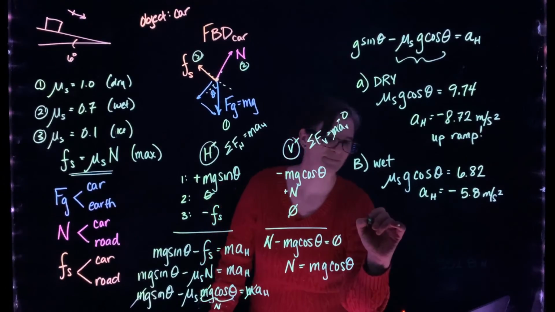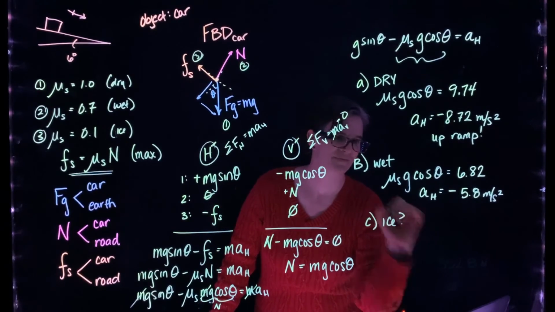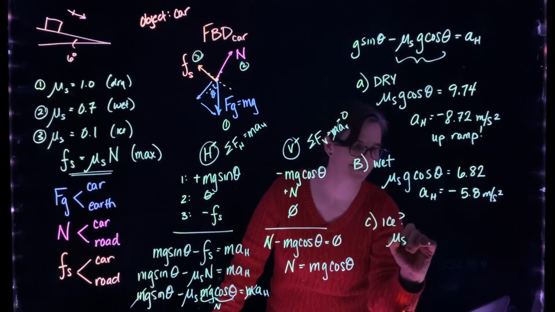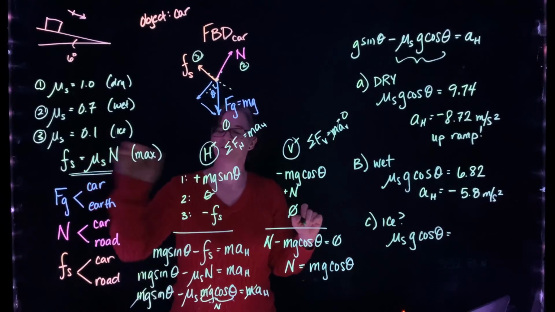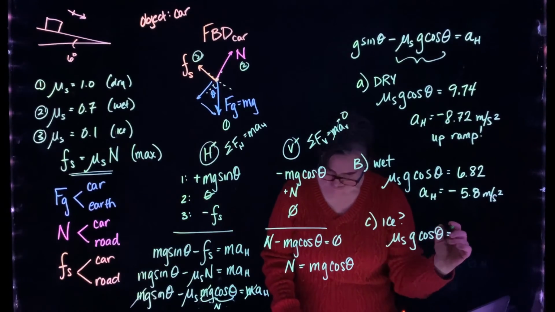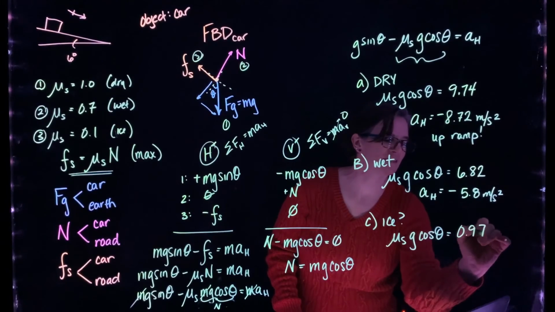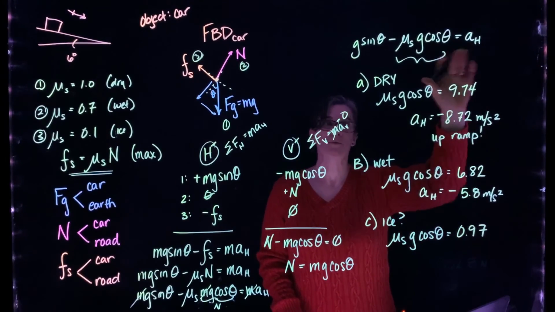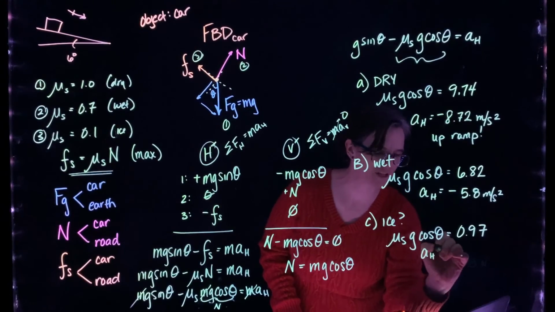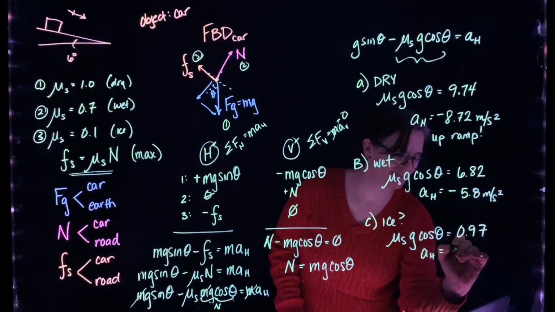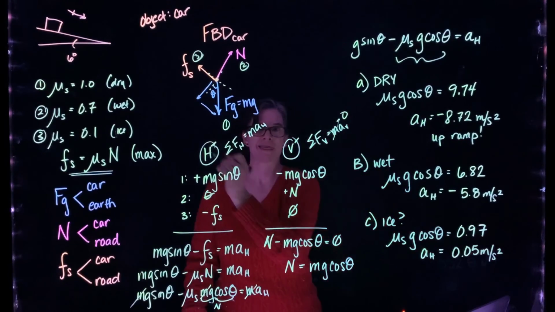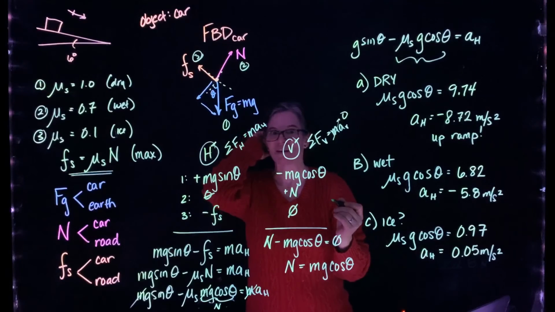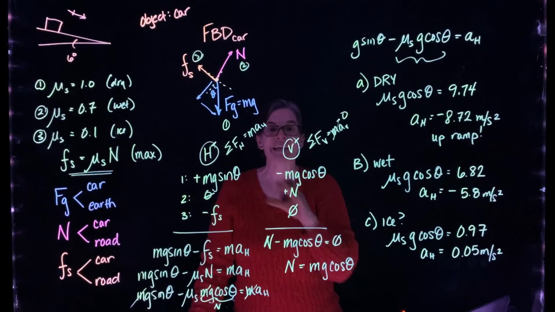What about on ice? Well, on ice we find that mu sub s g times the cosine of theta, using our coefficient of static friction for ice, is equal to 0.97. When we use that in our relationship, our acceleration is equal to a positive 0.05 meters per second squared. That's down the ramp. That means on ice, the car does not slow down. It continues to speed up down the ramp.